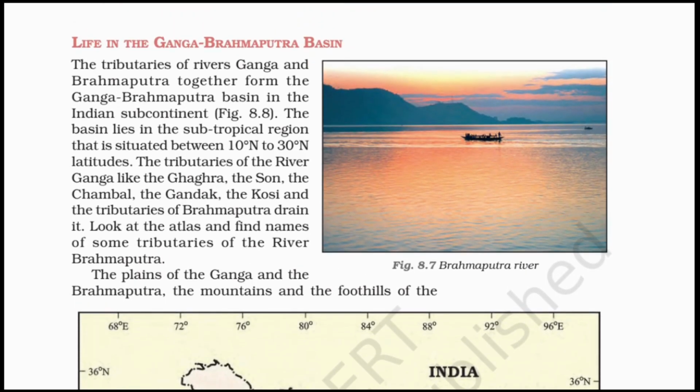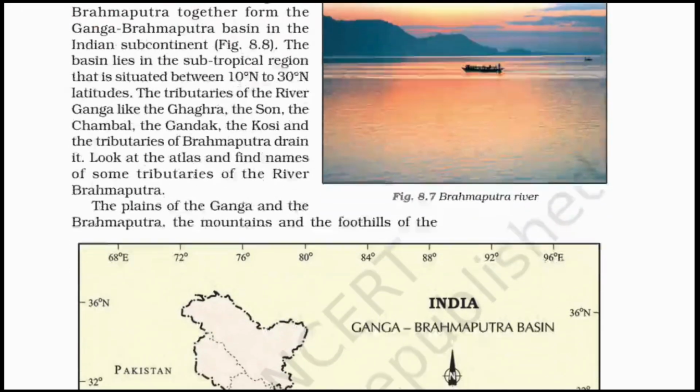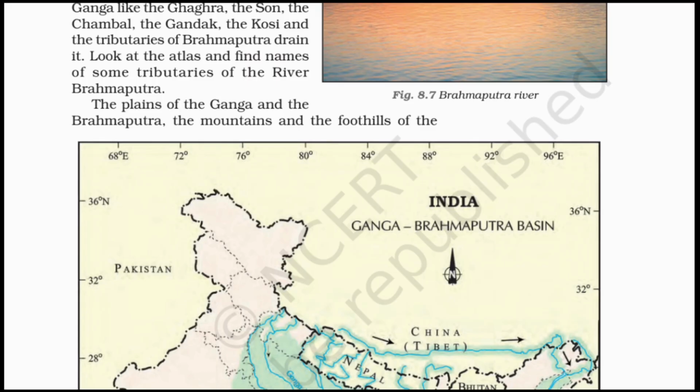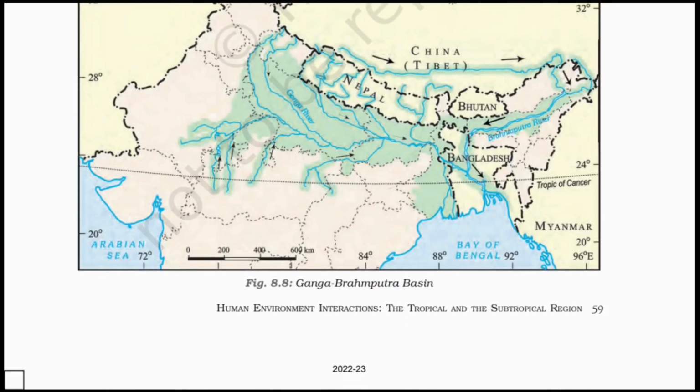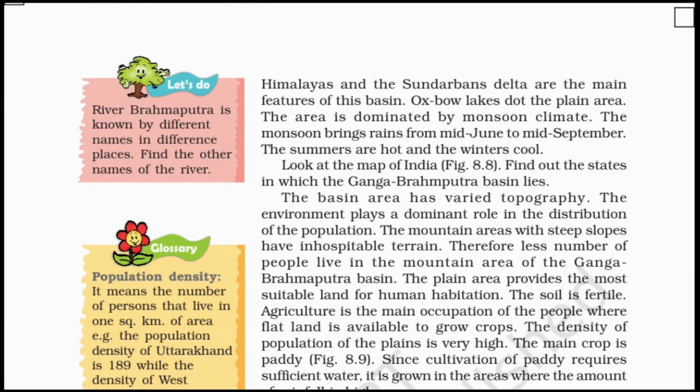The tributaries of the river Ganga. I have already told you about two rivers, the two tributaries, and more are the tributaries of the river Ganga, like the Ghagra, the Son, the Chambal, the Gandak, the Kosi, and the tributaries of Brahmaputra drain it. The plains of the Ganga and the Brahmaputra, the mountains and the foothills of the Himalayas, and the Sundarbans Delta are the main features of this basin.